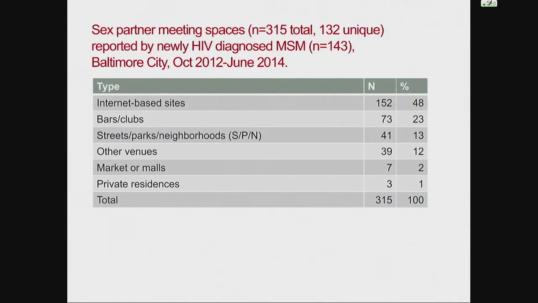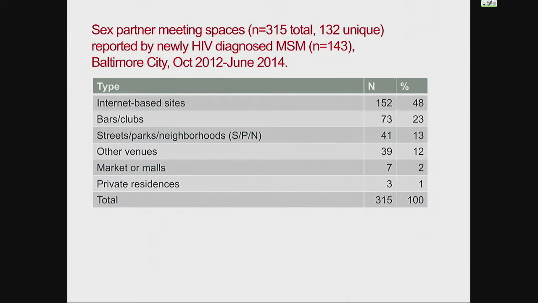Sex partner meeting spaces. This tells you a little bit about those places that they nominated, that they told us about. Again, there were 315, and 132 unique. I'm going to show you the distributions on the 315, but they really mirror the 132, so these proportions would be similar. It may not be a surprise to you, but 48% were internet-based sites, 23% were bars and clubs, and these were really the predominant across the reported places. But we also had 13% that were streets, parks, or neighborhoods.